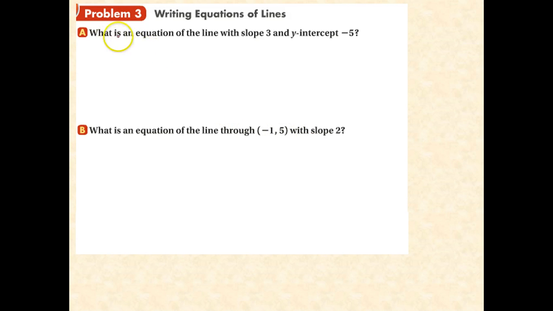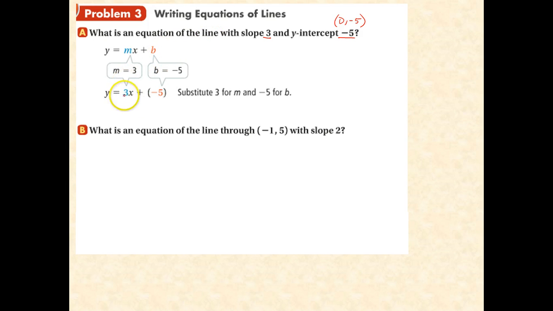So what is an equation of the line with a slope of 3 and a y-intercept of (0, -5)? Well, I have a slope and a y-intercept, so I can use slope-intercept form. And all I have to do is substitute the slope in for m and the y value of the y-intercept in for b. So y equals 3x plus negative 5, and then that's 3x minus 5.